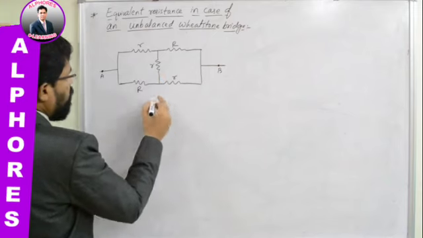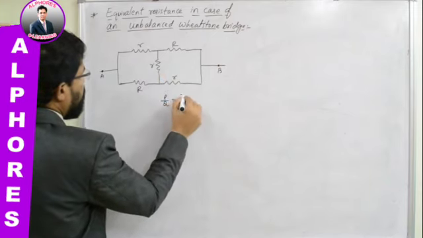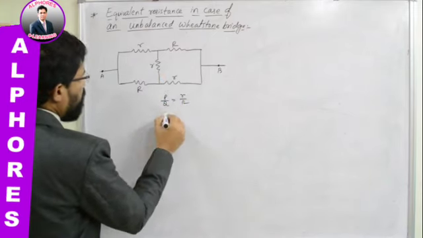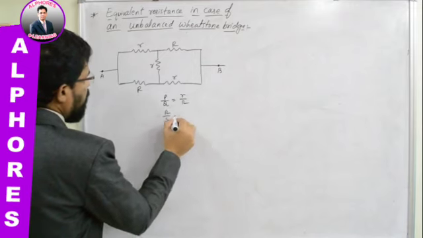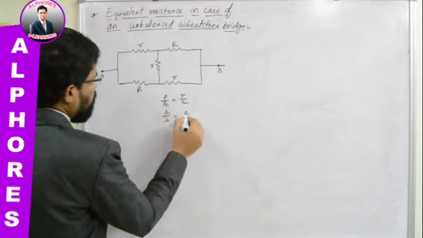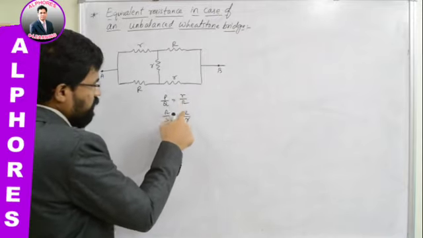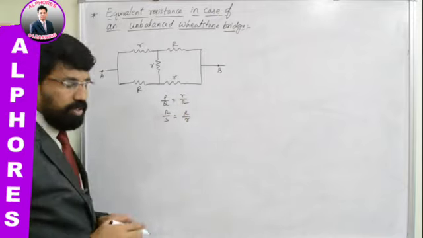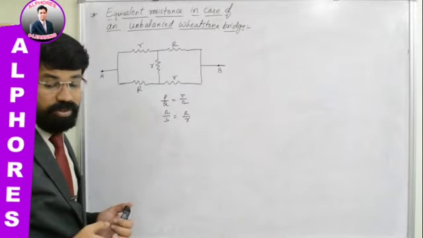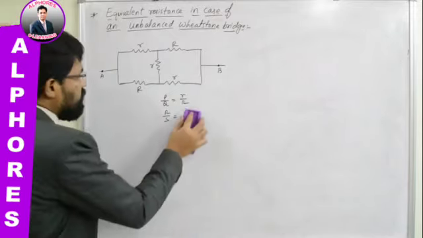P by Q is equal to what here? P by Q is equal to R by R. What is R by S? R by S is equal to capital R by, here in place of S, what do we have? Small r. Small r by capital R. Is it equal to capital R by small r? It's not equal. So P by Q is not equal to R by S. So the bridge is not balanced.